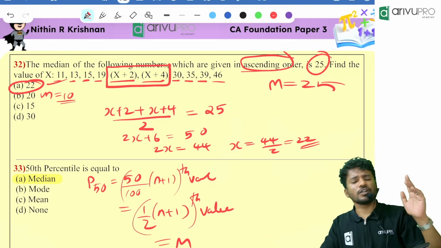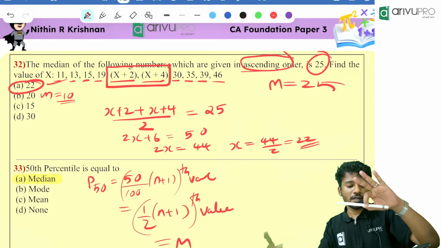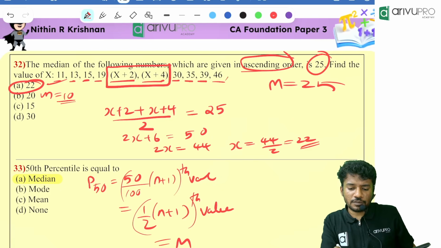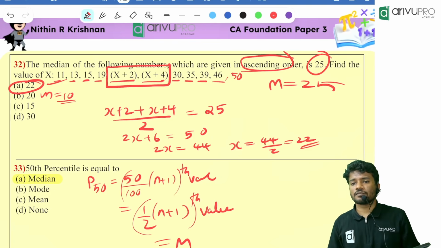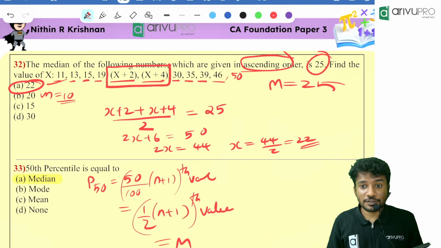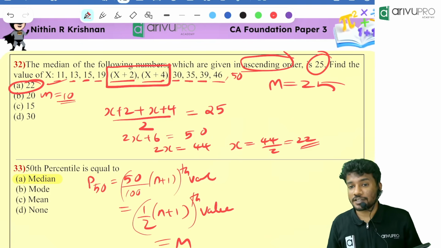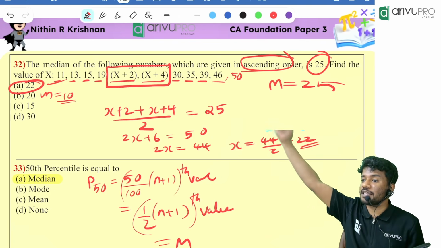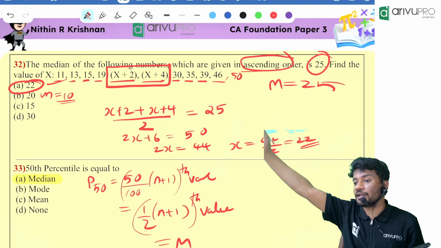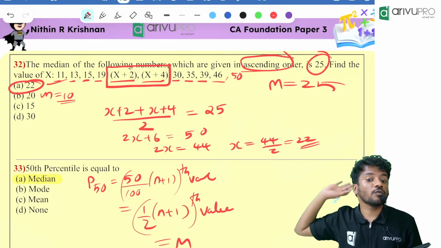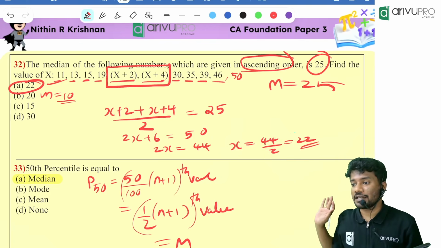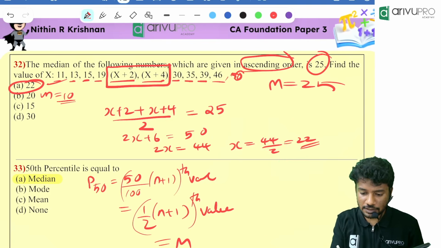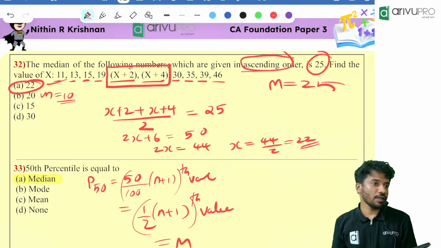Middle two values. Take the average, which is our median. What if there was one more term, which was 50? Will you take the middle two values? Now how many terms are there? 11 values are there. With 11 terms you will only take the middle value. That middle value will be equal to the given median. Then you can directly get the answer. But that is not the case here.